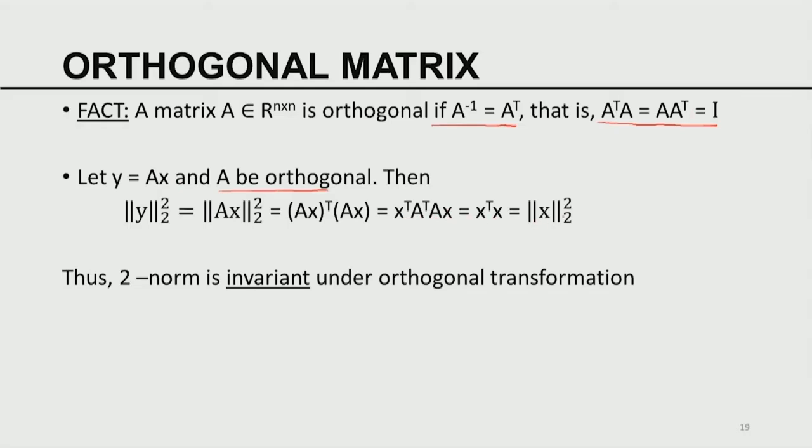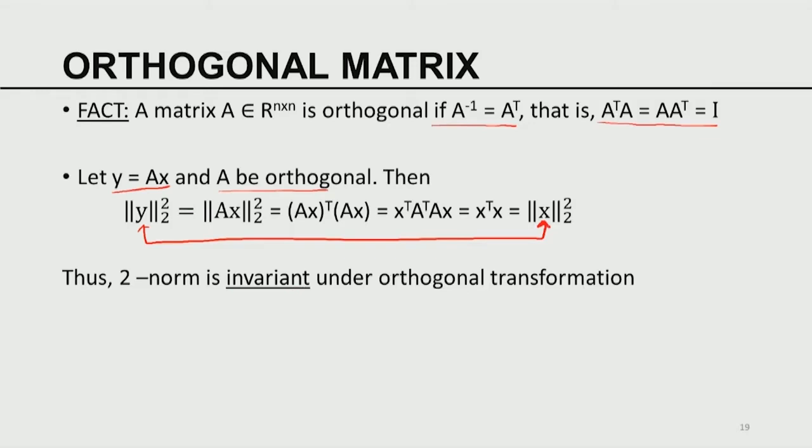I start with a vector Y. I linearly transform Y to A. These two vectors happen to have the same length. That means, what does it mean? This means that the 2-norm is invariant under orthogonal transformation. So what does this imply?